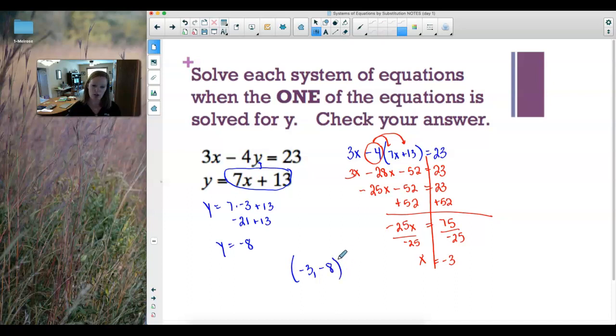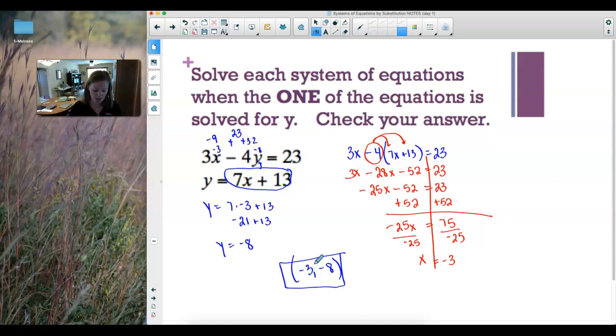Now, we do want to go back and double check that that works in the first equation. So if I put negative 3 and negative 8 in here, negative 3 times negative 3 is negative 9, minus 4 times negative 8 is negative 32. Keep, change, change. So negative 9 plus 32 is 23. So it works. So my ordered pair is correct.